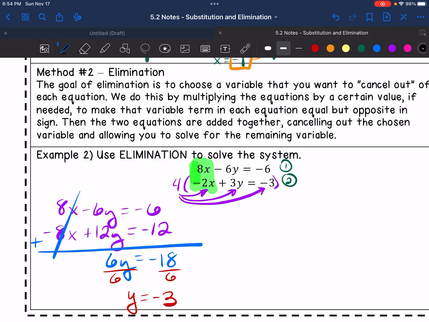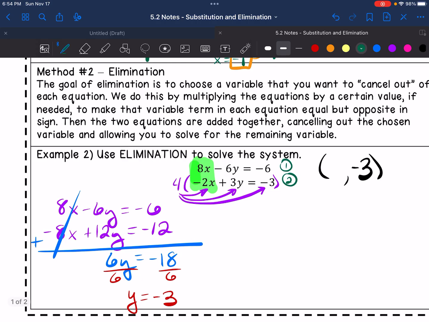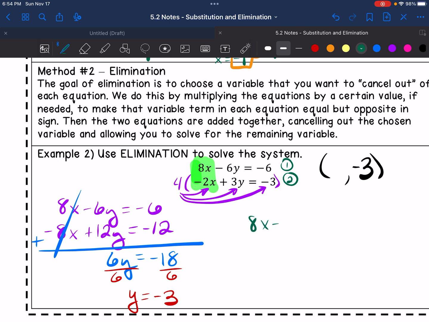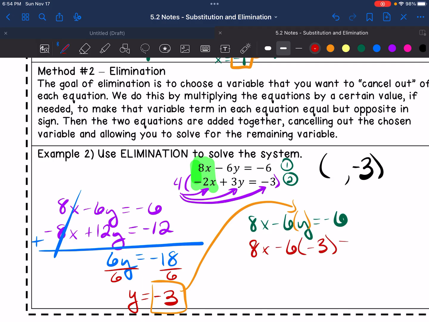All right, so I just found part of my solution set. Remember, y is your second number in the solution. So that's going to be a -3. Now I need to figure out what x equals. So the way that we do that is we go back to one of our original equations. Like, for example, equation 1. It was 8x minus 6y equals -6. And I'm going to replace my y with that -3. So kind of like with substitution. And so when I do that, I get 8x minus 6 times -3 equals -6.